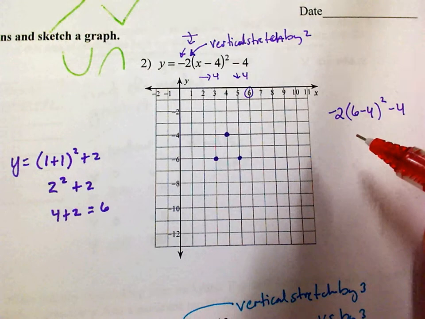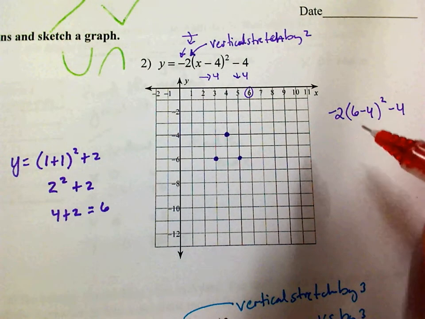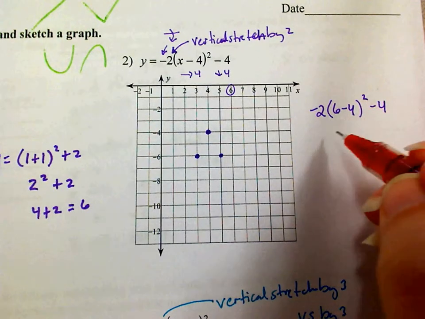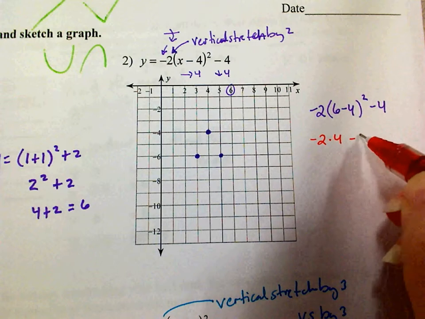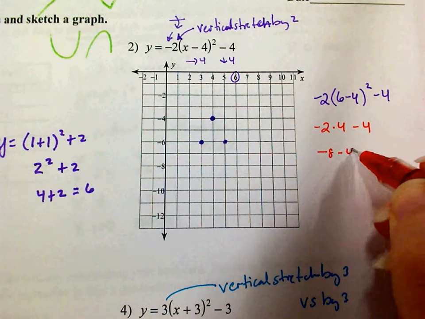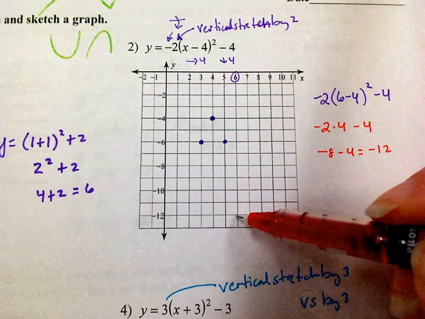Okay, if you are unsure of your math, type it in. If you are okay with it, then go ahead and do it. What's 6 minus 4? 2. What's 2 squared? 4. So it's negative 2 times 4 minus 4. What's negative 2 times 4? Negative 8. Negative 8 minus 4 is negative 12. So that means when x equals 6, we're at negative 12, yeah?